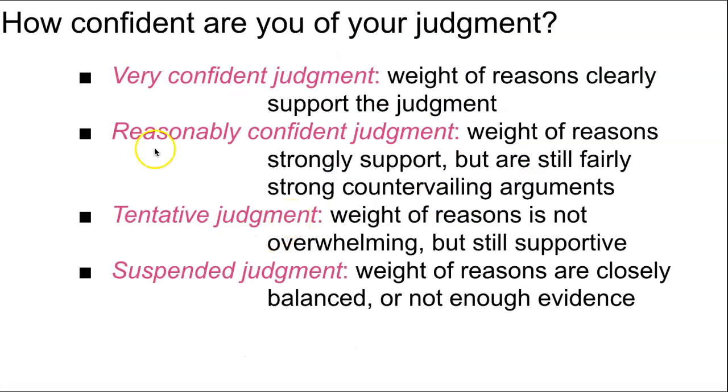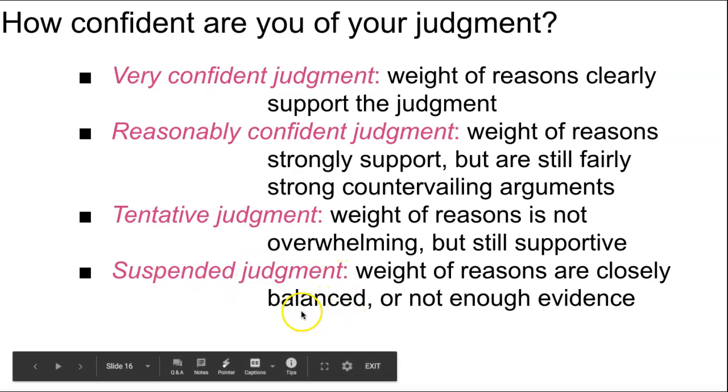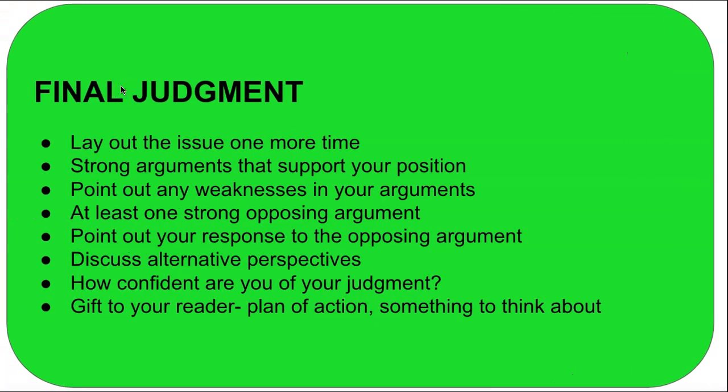Then you have to decide for yourself, how confident are you of your judgment? And let your reader know you're very confident about this judgment because the weight of the reasons clearly support the judgment. You're reasonably confident about the judgment because the weight of the reasons do strongly support it, but there's still some fairly strong countervailing arguments. A tentative judgment. The weight of the reasons is not overwhelming, but has you leaning towards that side. Or a suspended judgment. Either the weight of the reasons are very closely balanced, or there's just not enough evidence to make a decision. So it's time to write your final judgment.